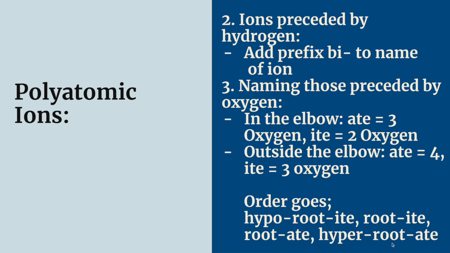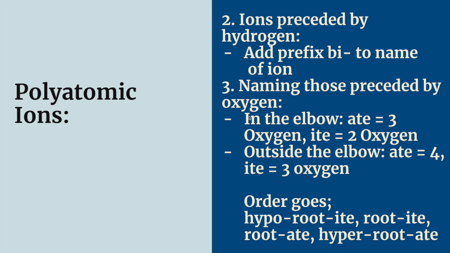So for hypersulfate, we would look at sulfate and add an oxygen. So that would be SO5. It's also similar for the ites and the hypo-ites. So for sulfite, it'd be SO3 because it's outside the elbow and there's 3 oxygen in the ites. But for hyposulfite, we would subtract 1 from this 3, and that would give us SO2 for hyposulfite.